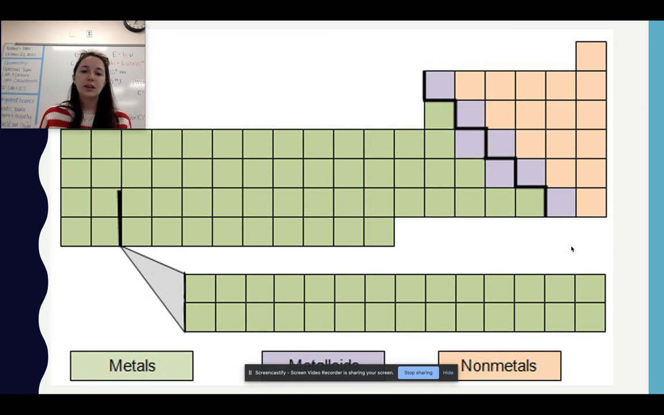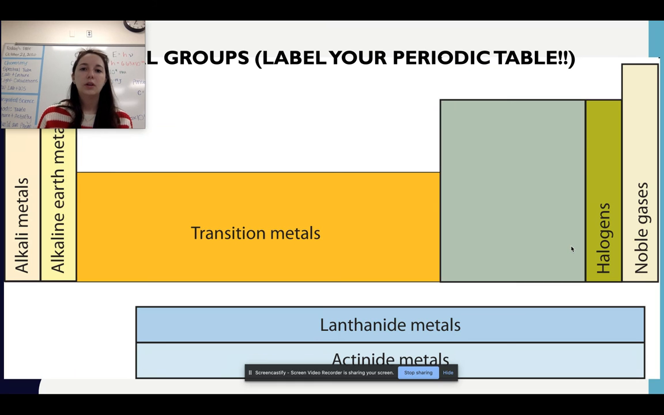Now, we have three things that we deal with on the periodic table. We do have specific families that have fancier names, but just know it's composed of these three things, primarily metals, metalloids, and nonmetals. And here's our fancy special groups. These are what you're going to label on your periodic table in the lab. If you have not done that already, please take this as a moment to do so.